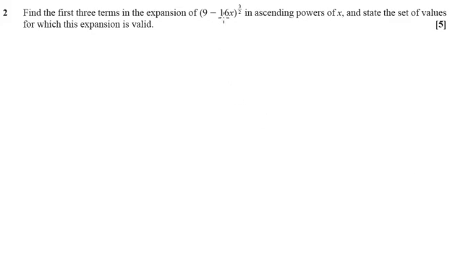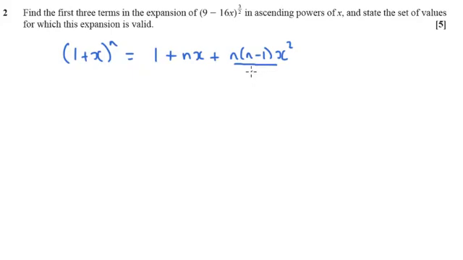Okay, question 2 is your binomial expansion question. We know that if we have something in this form, then the expansion, and we only need the first 3 terms, is going to be 1 plus nx plus n times n minus 1 times x squared over 2. So I'm going to stop there.